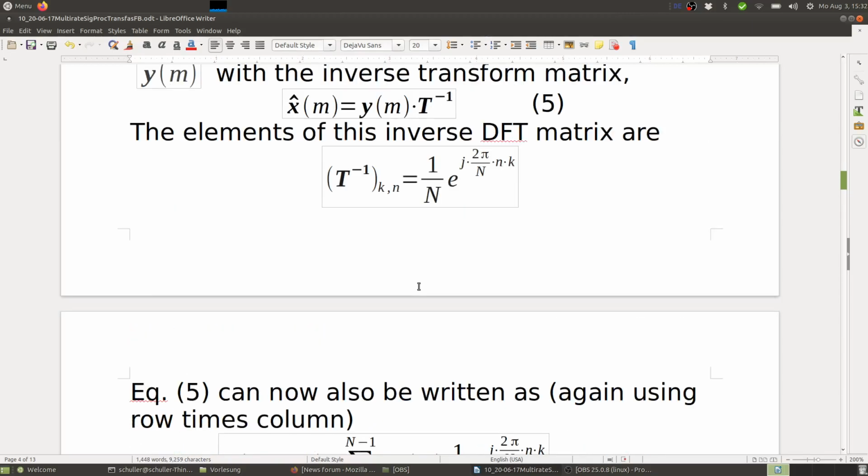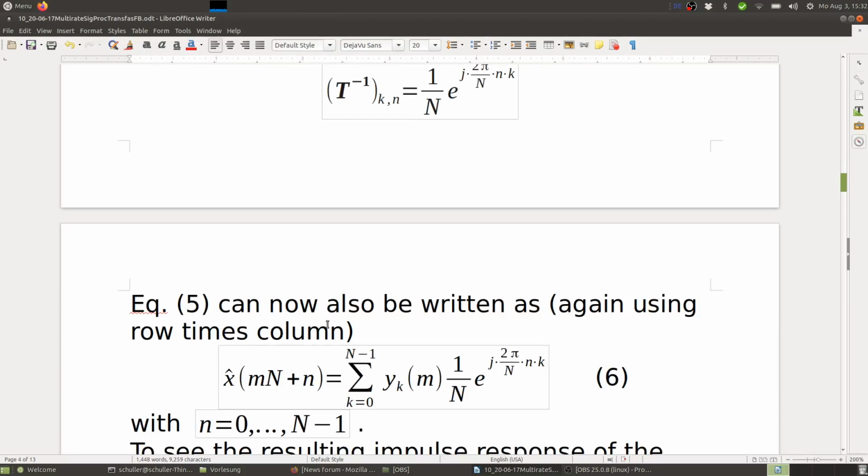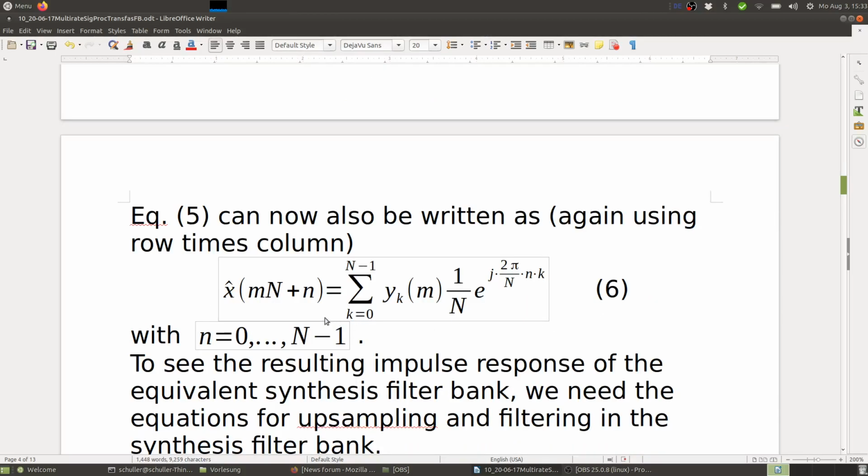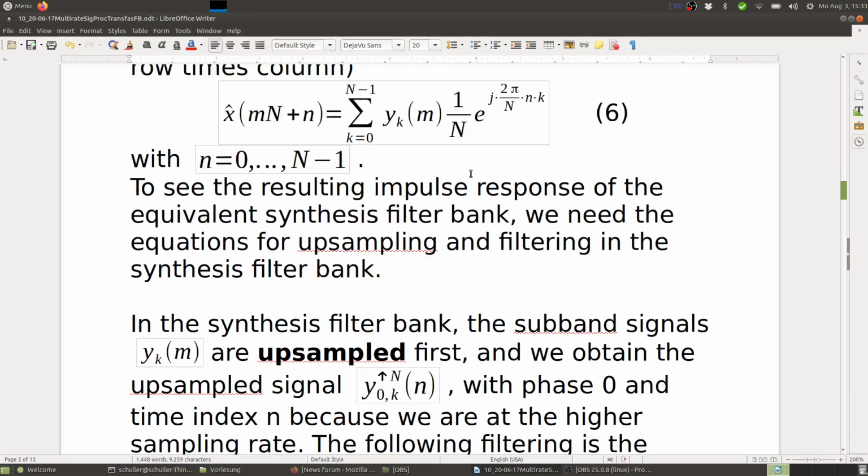So this equation 5 here can also be written as, again using row times column. Here we have our y_k's, so the y's are a row, and here we have our inverse transform matrix. So this is then the same formulated as this sum, and again with lowercase n between 0 and capital N minus 1.